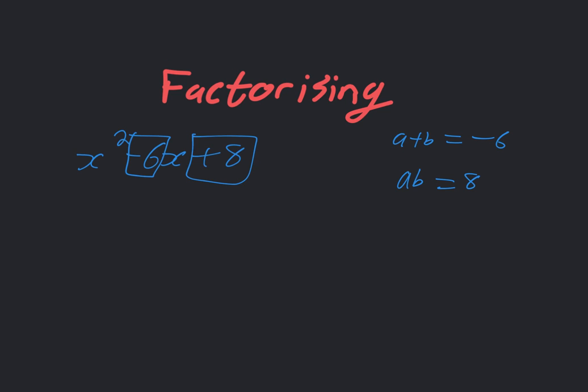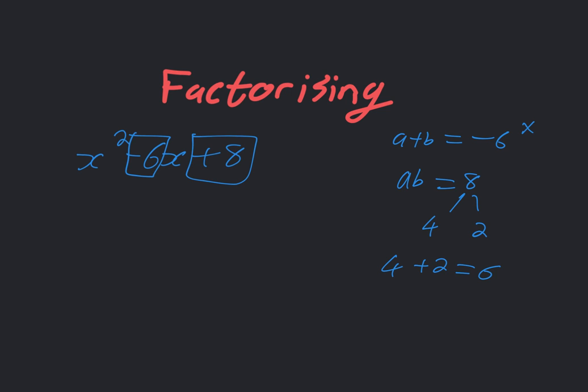Right, so let's try a few factors of 8. We have 8 and 1, and right off the bat we can see 8 plus 1 does not give us negative 6, so that doesn't work. And if we swap them around, it does the same thing, so we won't pursue that further. How about 4 and 2? If we said 4 plus 2, we would get 6. And that's not negative 6, so that doesn't exactly work.